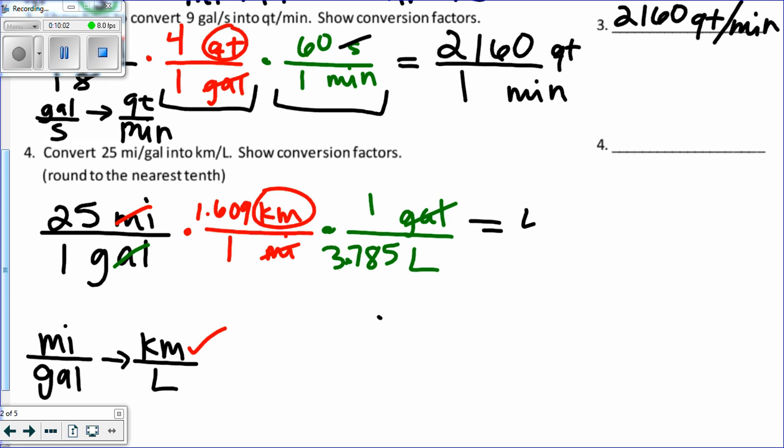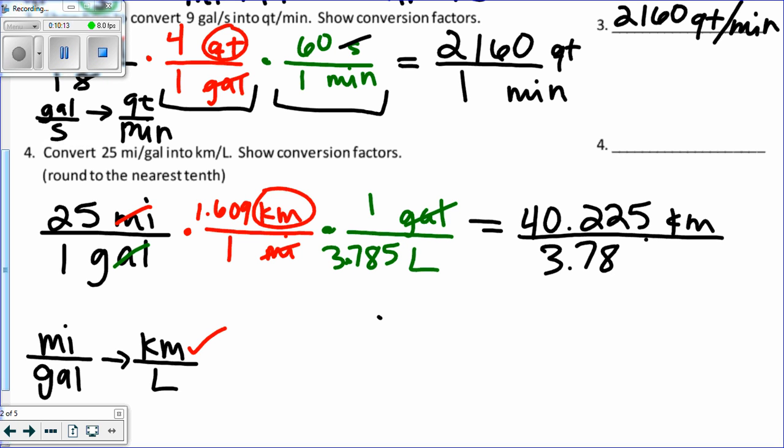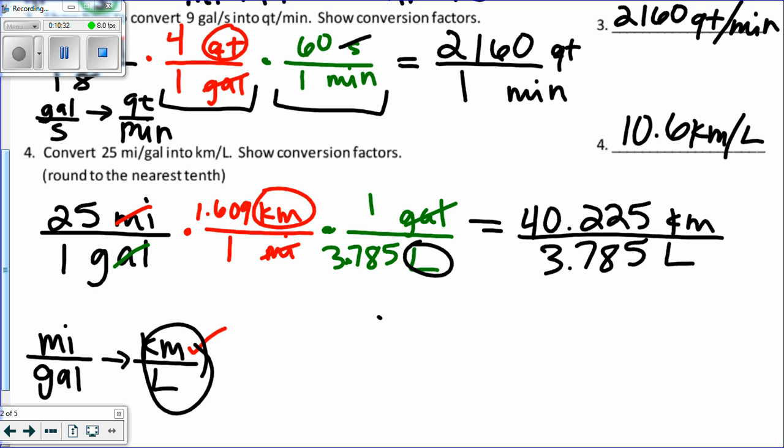We get 40.225 kilometers all over 3.785 liters. You do the division and you get a roundabout answer of 10.6 kilometers per liter. Remember, we want these units to cancel out until we end up with our end goal.